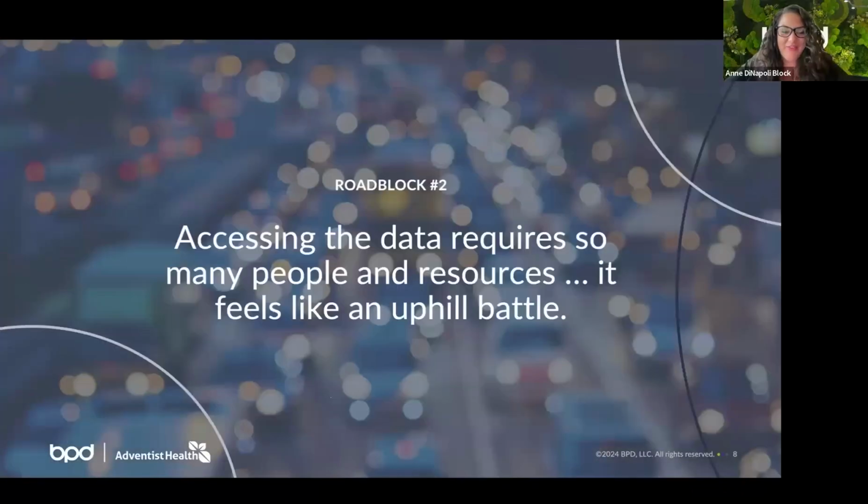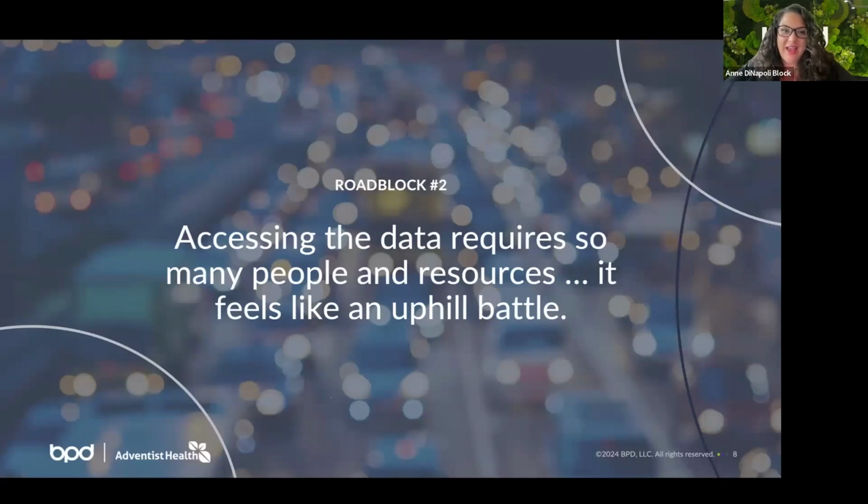Thanks, Erica. Okay, so we just covered the roadblock of how to prioritize service lines. Roadblock number 2. Accessing the data requires so many people and resources, it feels like an uphill battle. Now, we know so many folks have experienced this before, but let's start first by talking about what type of data we are needing to access for this.